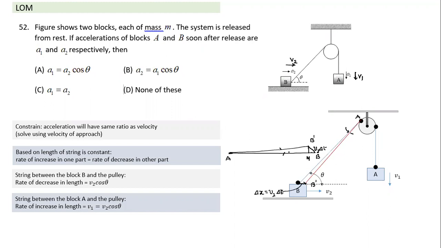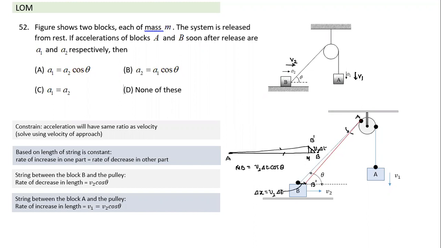So what is the change in distance between AB? Initial distance was AB, now the distance becomes AB dash. Since AB dash is equal to AM, the difference is equal to BM. And what is this BM equal to? This angle is theta, this angle is also theta. So BM is nothing but the component of displacement along line AB, which is v2 into delta t. So the change in length is equal to MB, and MB is equal to v2 delta t into cos theta.